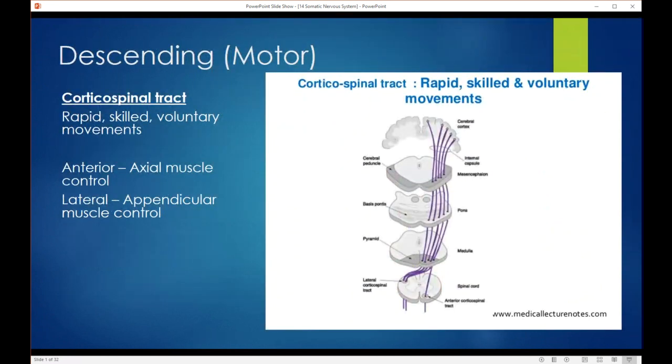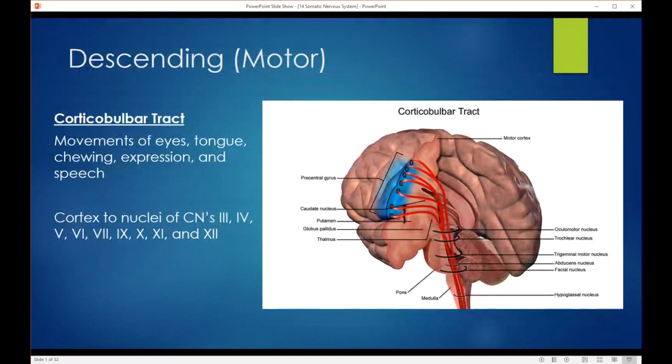Then we have the descending pathways. The descending are the efferent pathways. These are motor pathways. So we have the corticospinal tract, and that corticospinal tract is really responsible for our rapid, skilled, and voluntary movements. In the front or the anterior, we have what's called the axial muscle control. So hopefully you remember that axial skeleton that's along the center portion of your body. And then the lateral is going to be for our appendicular muscle control, so out towards arms and legs.